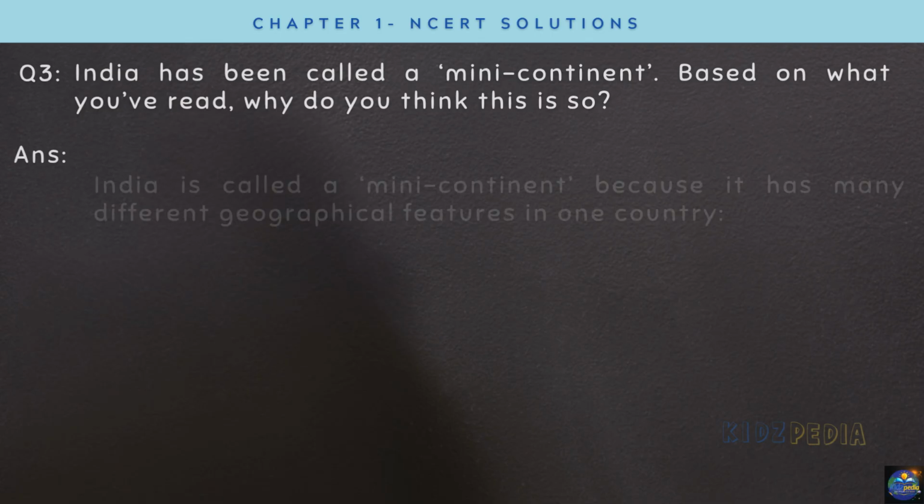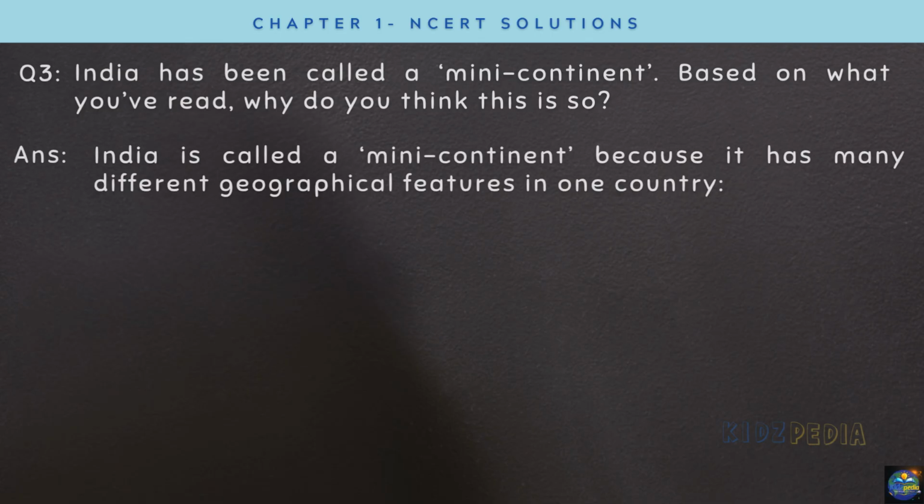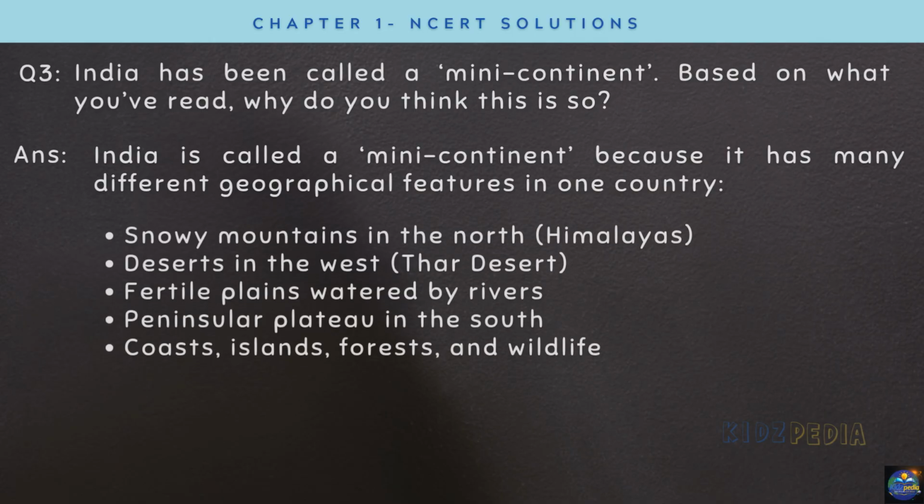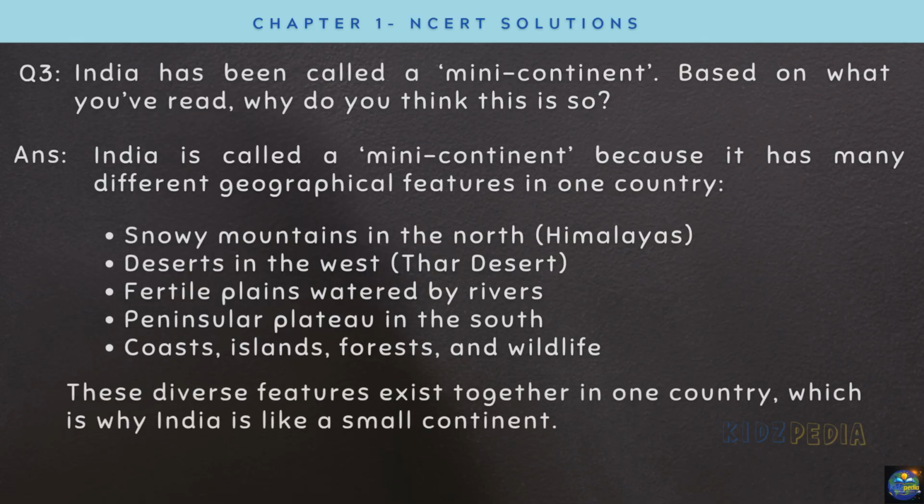You can write the answer like, India is called a mini continent because it has many different geographical features in one country. Snowy mountains in the north, that is Himalayas, deserts in the west, Thar Desert, fertile plains watered by rivers, Peninsula Plateau in the south, coast, islands, forest and wildlife. These diverse features exist together in one country, which is why India is like a small continent.